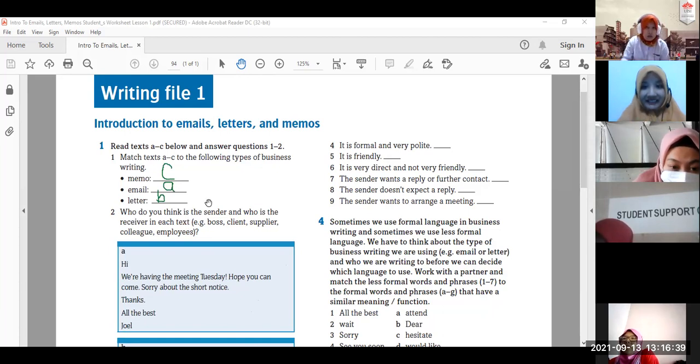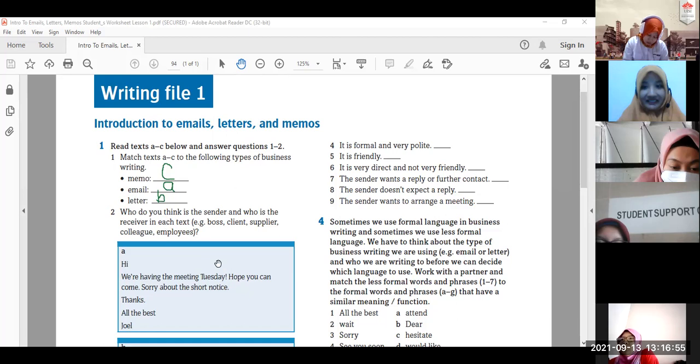Okay, so do you think it's a formal or informal email? It's very formal, okay? It's very clear that it's a formal email. Okay, so who do you think is the sender for A, everyone?